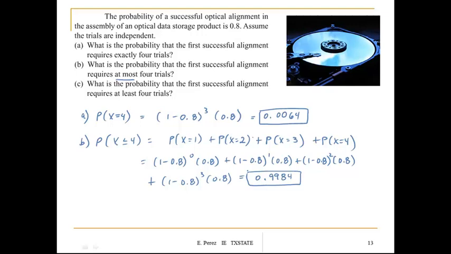Let's look at part C, which is essentially the inverse. What is the probability that the first successful alignment requires at least 4 trials? Okay, so for this case, we're looking at the probability of X greater than or equal to 4. So this is 1 minus the probability of X being less than 4. So this is 1 minus the probability of X equals 1 plus the probability of X equals 2 plus the probability of X equals 3. And if you solve this, this should be equal to 0.008.